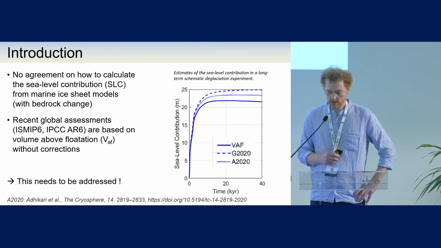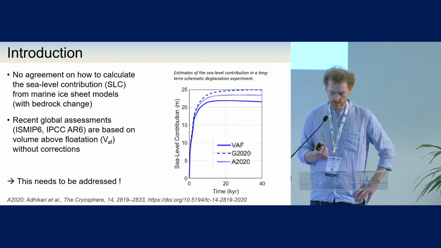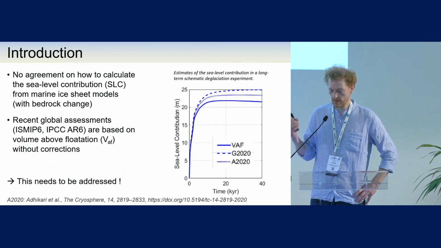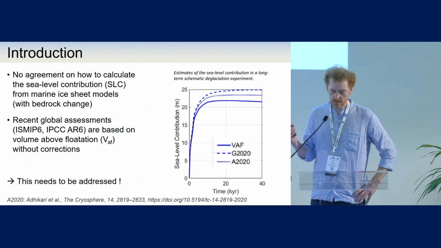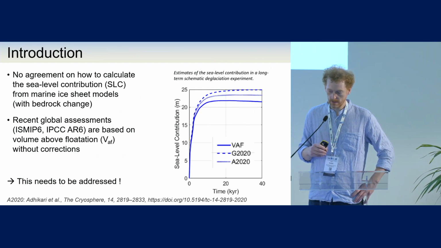On this figure, you can see a comparison for a very long-term massive deglaciation experiment that Violaine has carried out with her ice sheet model. There is a bedrock adjustment included here, albeit with a very long response time scale. That's why we see this effect only after 40,000 years. You see here the differences between volume above flotation on the bottom, and the two different methods, our method and the one from Aschwanden et al., producing quite different results.